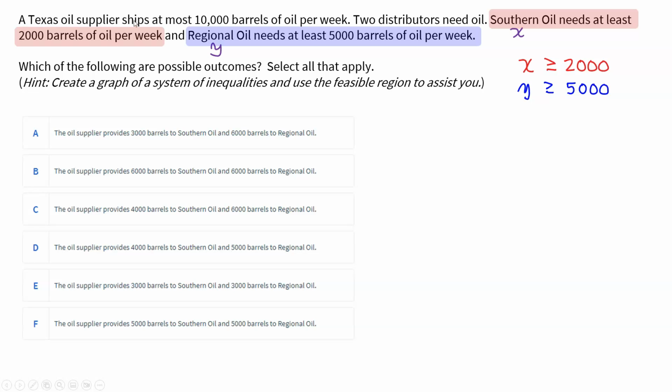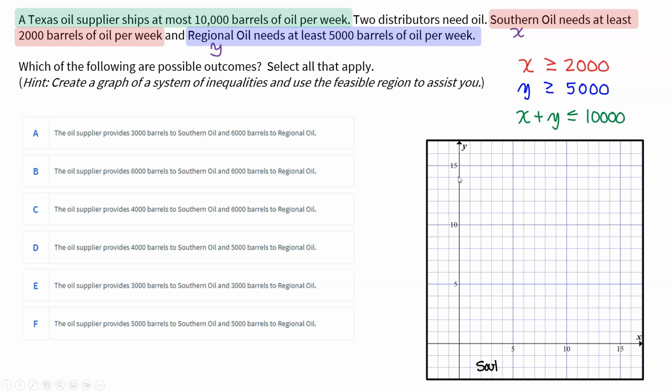A Texas oil supplier shipping 10,000 barrels, well, they're only shipping to these two based off of what's being given. So the combination of what they supply to Southern Oil and what they supply to Regional Oil, the sum of these has to be at most, that means nothing more than this, but could be less, 10,000 barrels. So X plus Y should be less than or equal to 10,000.